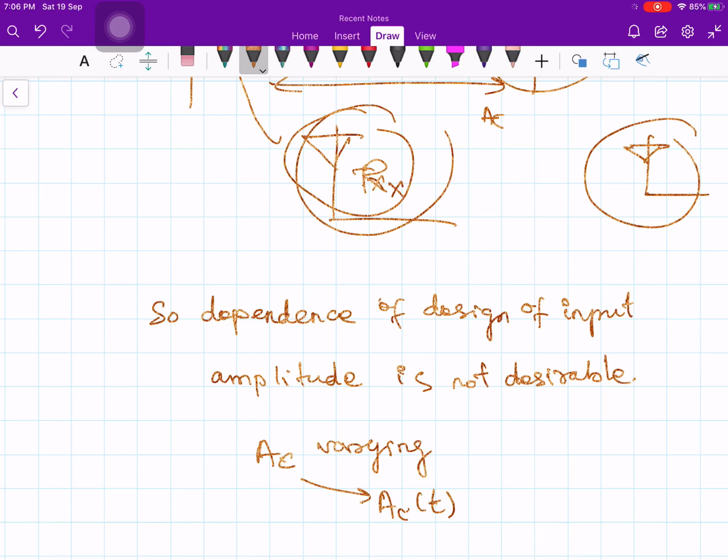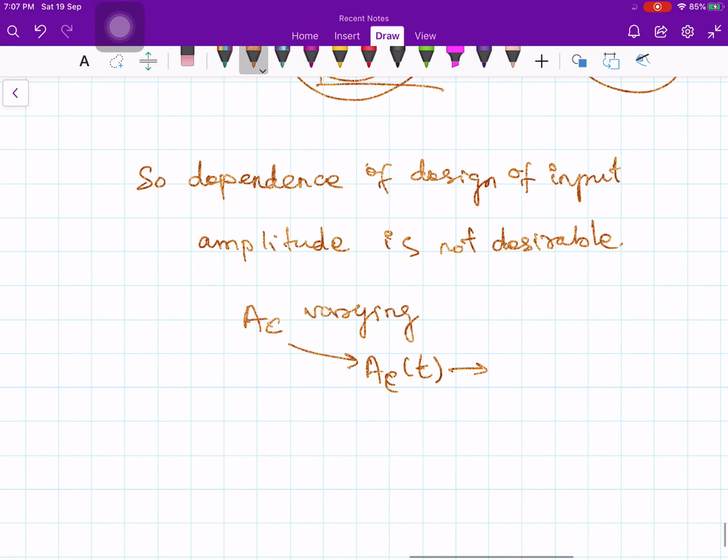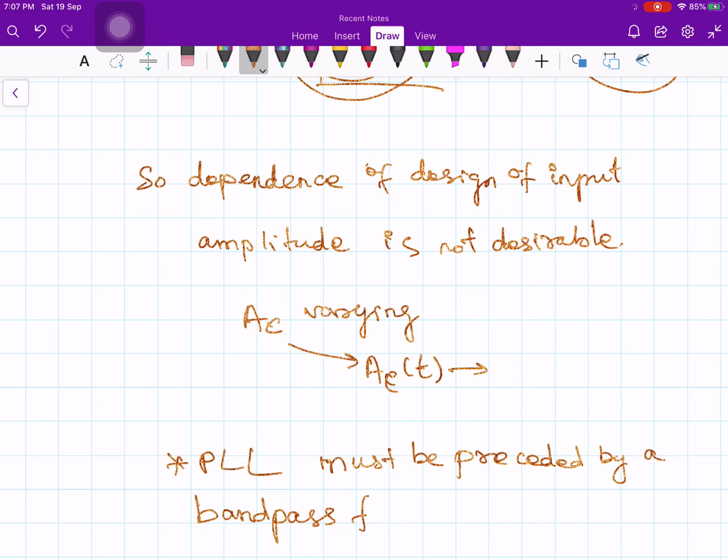So in order to remove this time dependence, we used one device that is called a band pass limiter. To ensure that the input signal always has a constant amplitude, we did something, right? That is, the input FM signal always has a constant amplitude. So what can we do? We can employ a band pass limiter. We can precede the phase locked loop by a band pass limiter, that is a hard limiter followed by the band pass filter. Therefore the phase locked loop must be preceded by a band pass limiter.